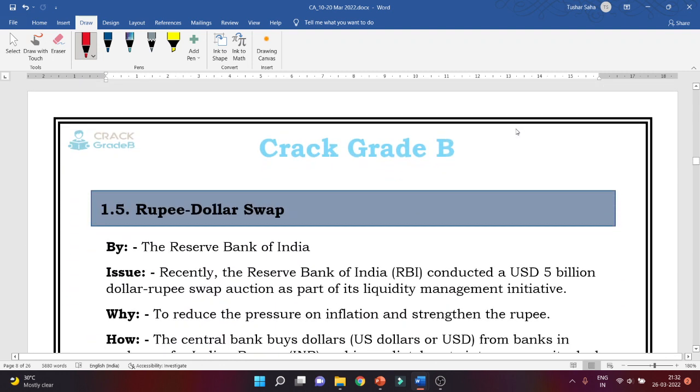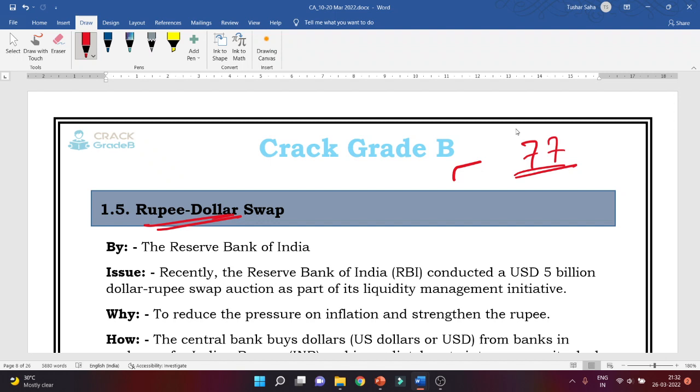Then rupee dollar swap. Okay. So I think you already know it, since you know that the war between Russia and Ukraine is going on, and at times the dollar went to 77. Right now, RBI has to manage this. So what did RBI do? RBI has swapped rupee and dollar.